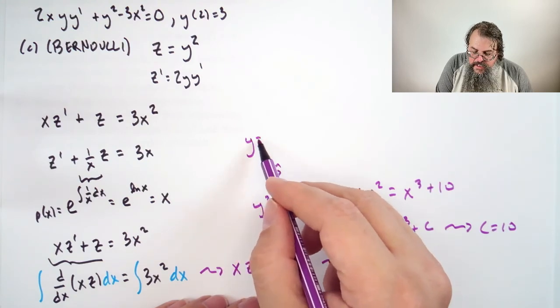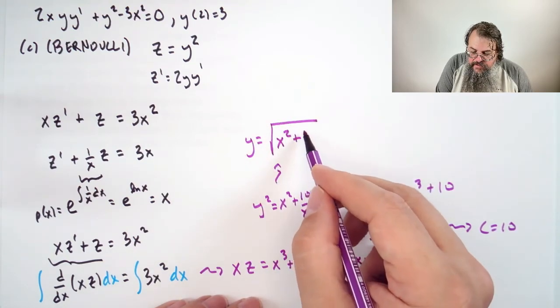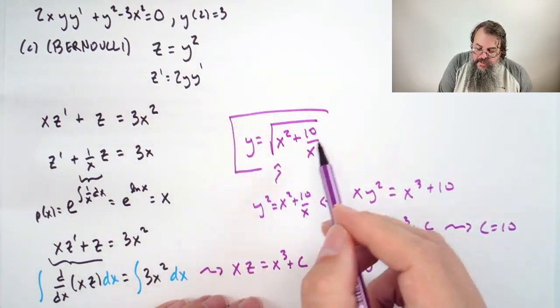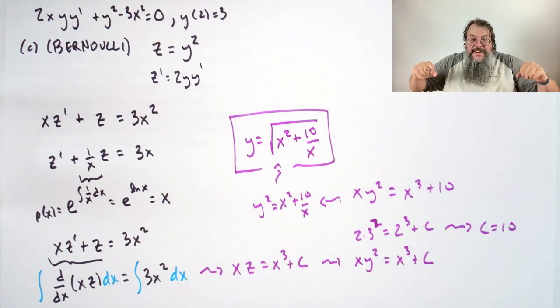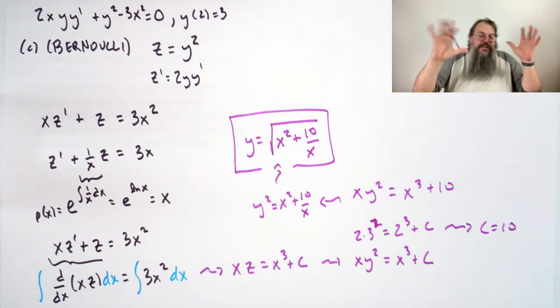Or y equals, again, the positive square root. And we know it's the positive square root because we want to get a positive number out. Square root of x squared plus 10 over x. Same as the other two parts. Wow. Look out, crowd's growing crazy.